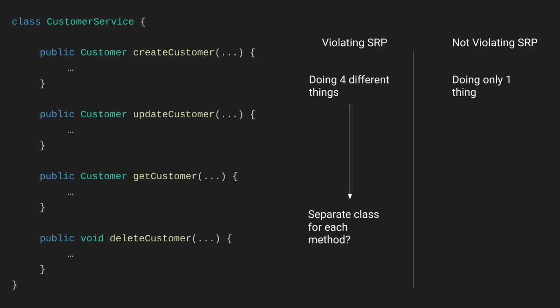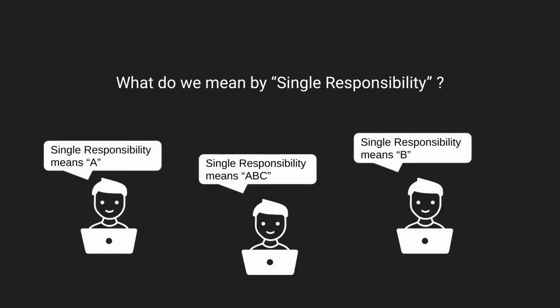And if it is not violating SRP, then theoretically, you can write your entire application in a single class called application, since it is doing only one thing, implementing the entire system. The actual problem here is we lack a clear definition of single responsibility or one thing. And this is where people often assume their own definition of single responsibility. That leads to debates during code reviews.